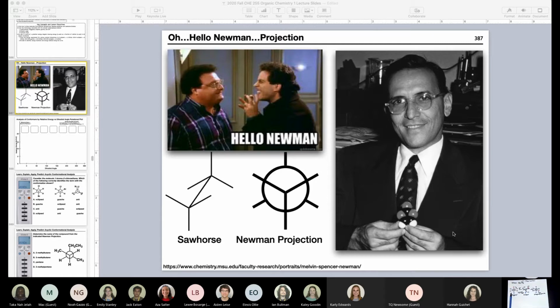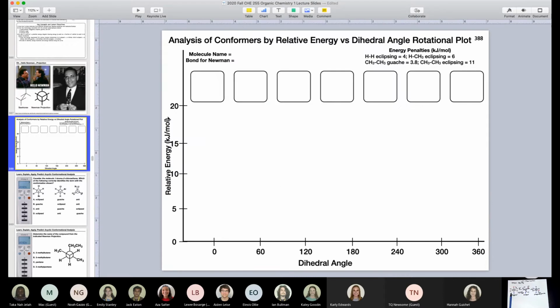So what I want to show you now on the screen is a rotational plot that I put up in Canvas as well, and we'll plot this data. Any questions on what we were doing here before I throw down the plot page?